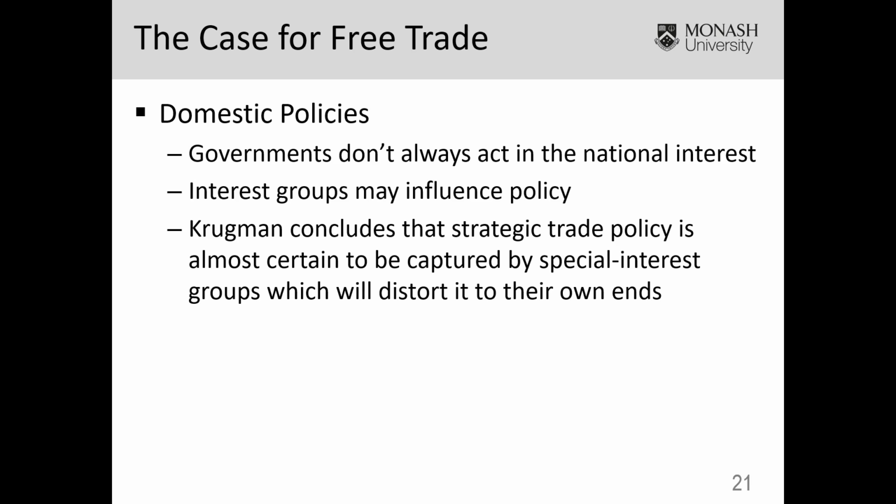Now, the other case that we need to think about when we're talking about strategic trade policy, and when we're thinking about all of the actions that have been taken before, is that governments don't always act in the national interest, that interest groups may influence policy, and as Krugman notes, that strategic policy is almost certain to be captured by special interest groups that distort it for their own ends.